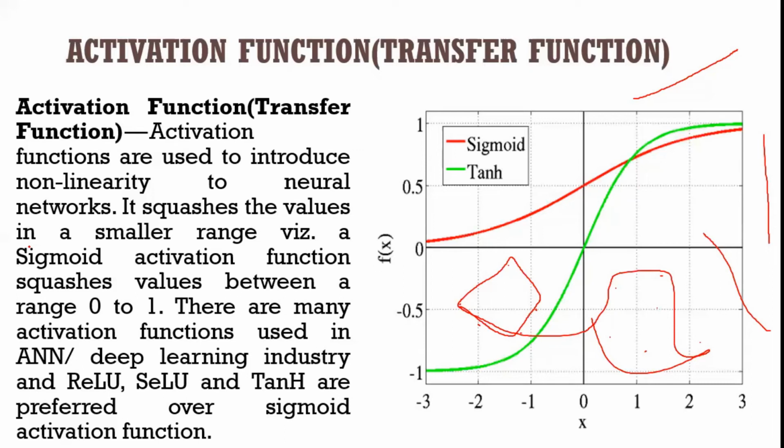There are many activation functions used in ANN, and the advance of ANN is deep learning only. Remember that. To understand deep learning, you should know what ANN is. Deep learning is an elective for you next semester. All the functions come up again: ReLU, SELU, tanh, sigmoid, all these come in deep learning.